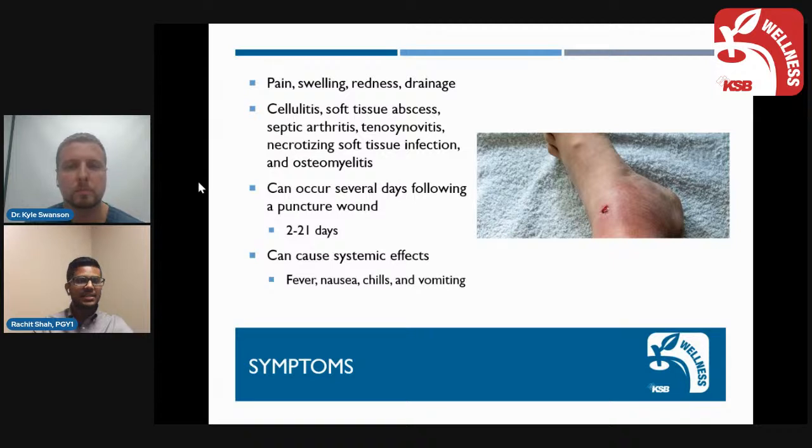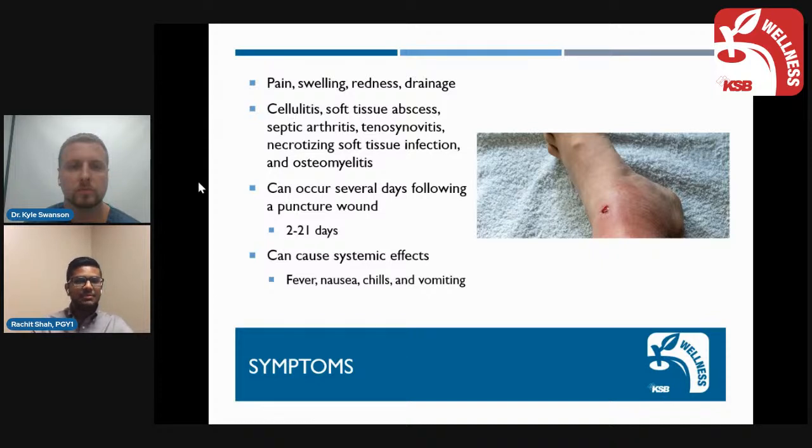Some of the symptoms that initially present when a patient gets a puncture wound are pain at the site of injury. There's swelling, redness, and some drainage. And the drainage can be clear in nature, it could be yellow, it could be white, milky. So it just depends on the type of drainage you have.